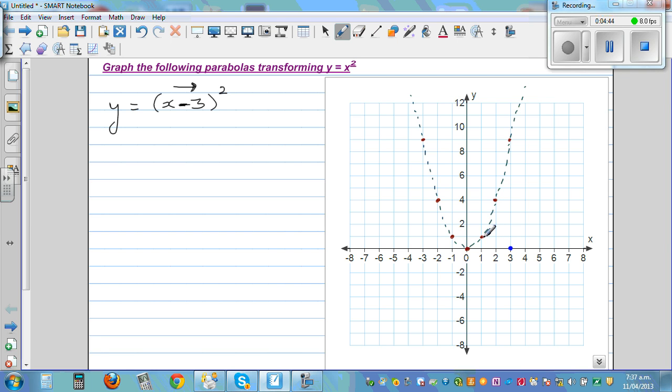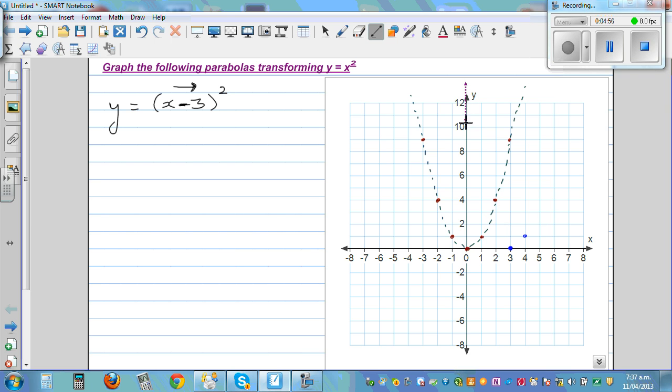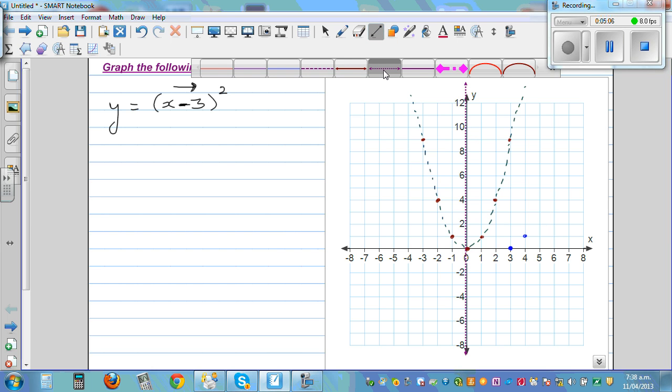So this point will go 1, 2, 3 to the right. Okay, now I forgot to explain one more thing. Now you can treat this, as I told you, as a mirror line or the reflection line. For the basic parabola, your y-axis is the mirror line. So for this graph that we are drawing, your reflection line will go 3 to the right.